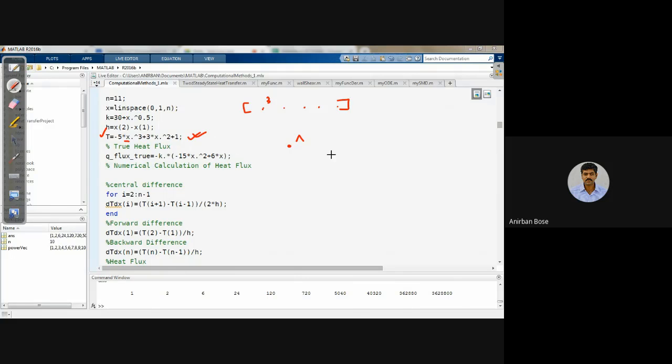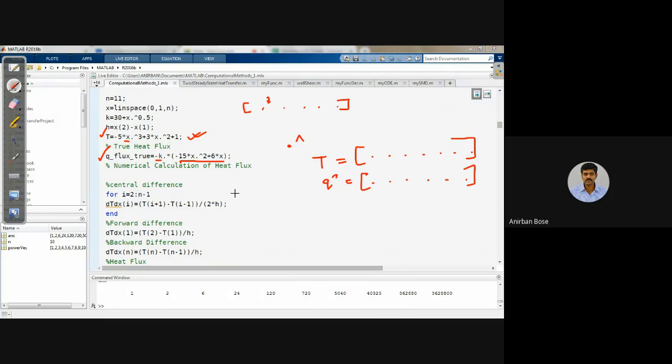This is how the temperature array is now created, corresponding to each and every 11 grid points. After that, the true heat flux is calculated using the formula minus k dot star dT/dx. Dot star is element by element multiplication, because k is a vector as well as this quantity dT/dx is also a vector. That is why dot star is used to find out the heat flux. This is the true value for each and every grid point.